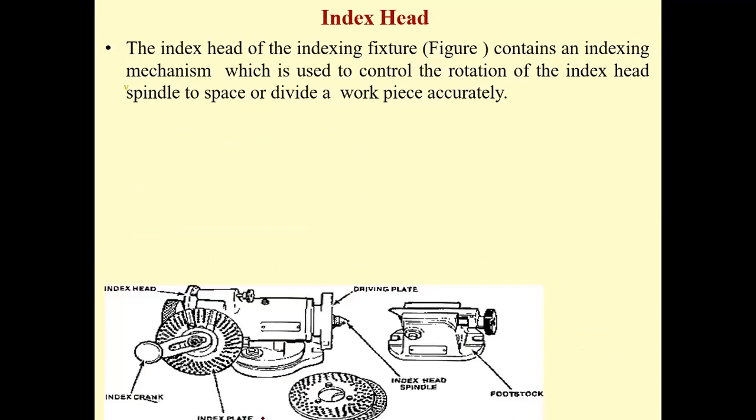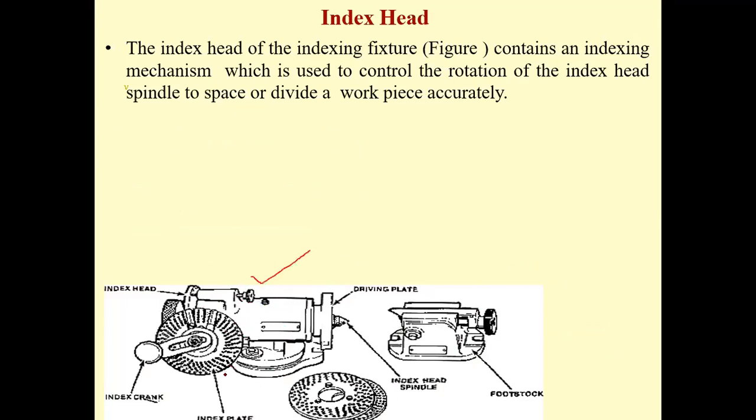This is a typical index head, like what you've seen in the lathe. In a lathe we have a headstock as well as a tailstock. Here also it is the same thing, a small lathe that you mount on a work table. But here there is no movement. We are not having any driving mechanism. This is simply called an index head.